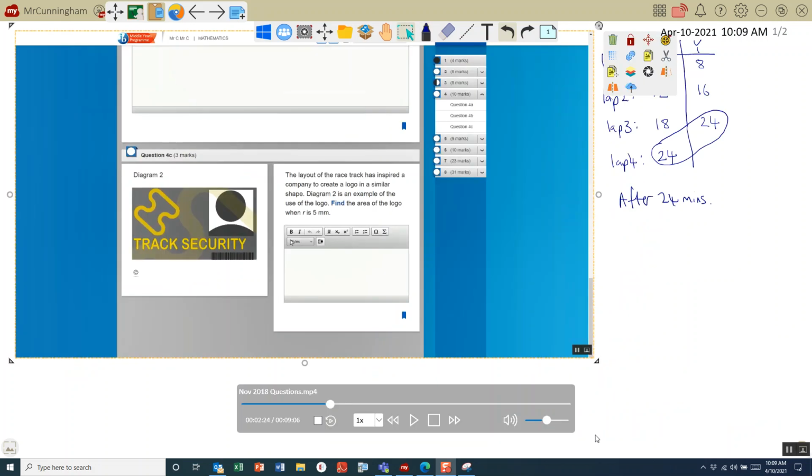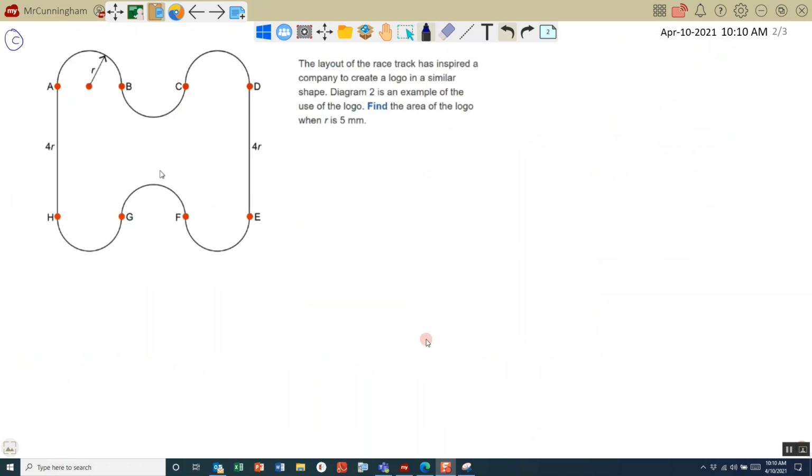Okay, so for part C, we're told that the layout of the racetrack has inspired a company to create a logo in a similar shape. So this is the logo. Diagram 2 is an example of the use of the logo. Find the area of the logo when the radius is 5. So we're now looking at area.